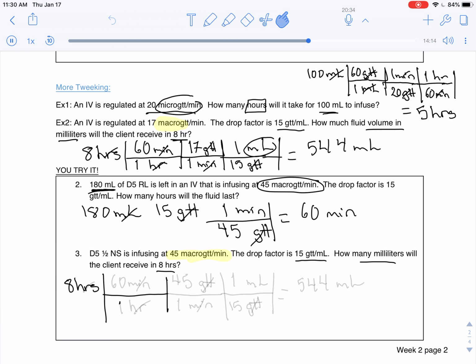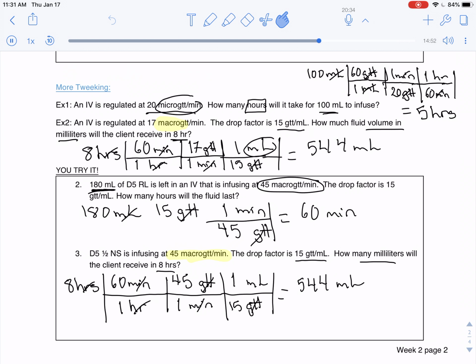So we're going to convert this. In 1 hour, there's 60 minutes. And according to our conversion factor, in 1 minute, there's 45 drops given out. And our conversion factor is 15 drops per milliliter. So then hours cancel out, minutes cancel out, and so do drops. So our final answer is 544 milliliters.